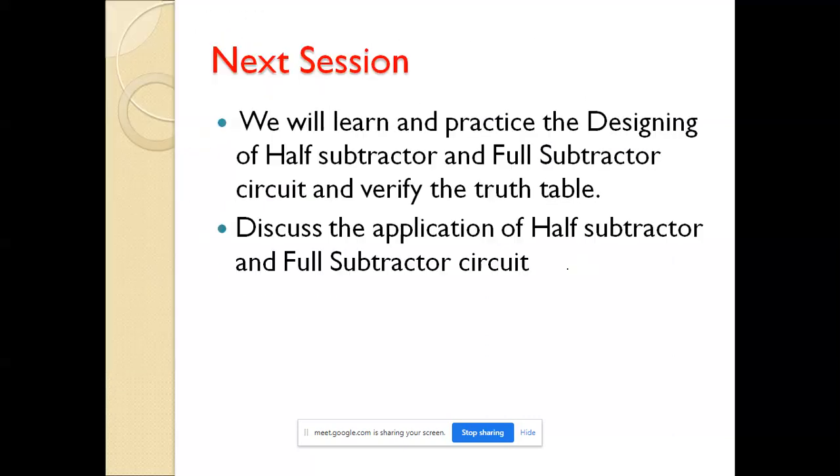Then what will we learn in the next session? This is very important for you. We will learn and practice designing the half subtractor and full subtractor circuits and verify the truth table in the next session. I'll give you 10 minutes, you will do it by yourself, and then we will do it on the board to verify it. Then we will also discuss the applications of half subtractor and full subtractor, as we did in today's session for the half adder and full adder.